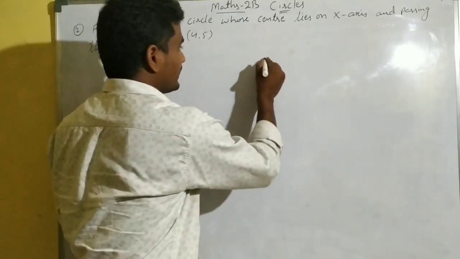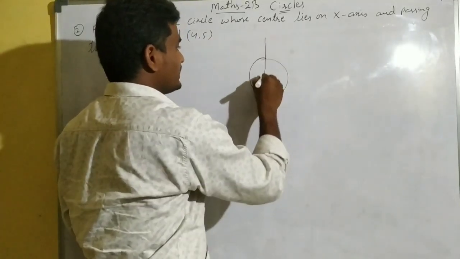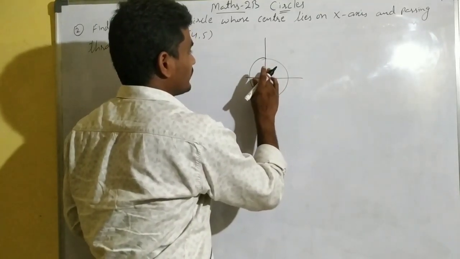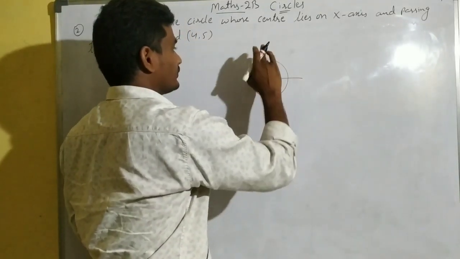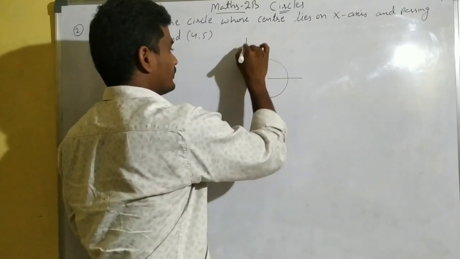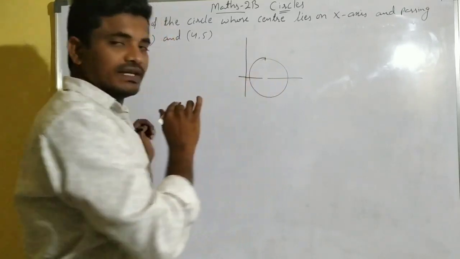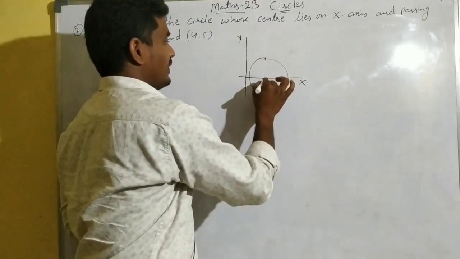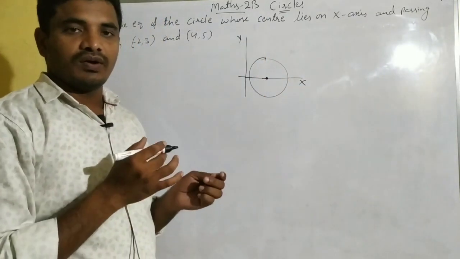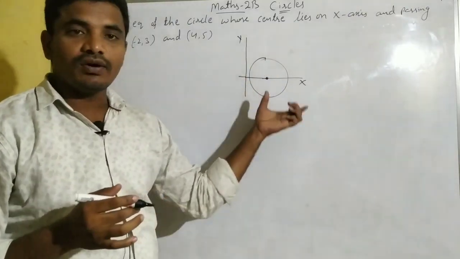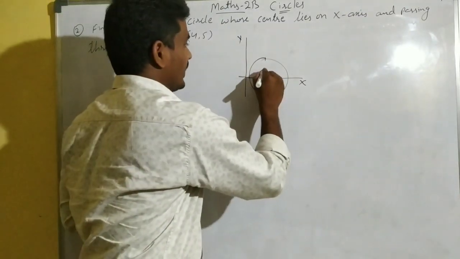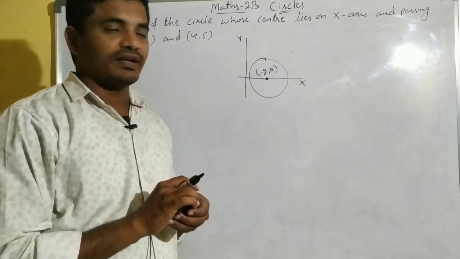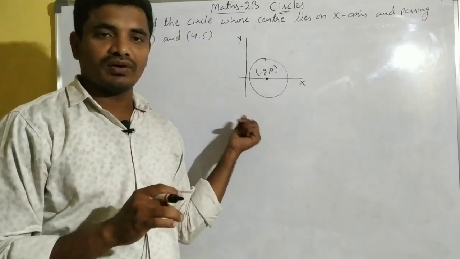That means if you take a circle, for example, this is the x-axis and y-axis. I am taking the x-axis, y-axis, and this is the center. If the circle's center is on the x-axis, it is nothing but minus g comma 0. This is the center. Only the x coordinate is there here, the y coordinate is not there.